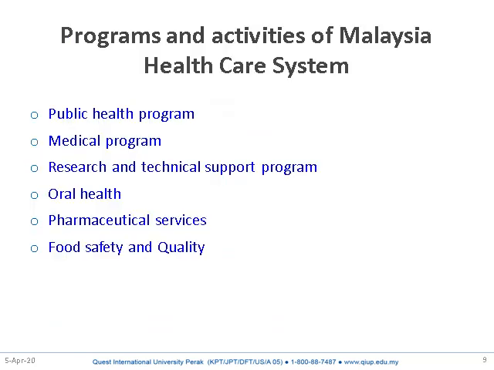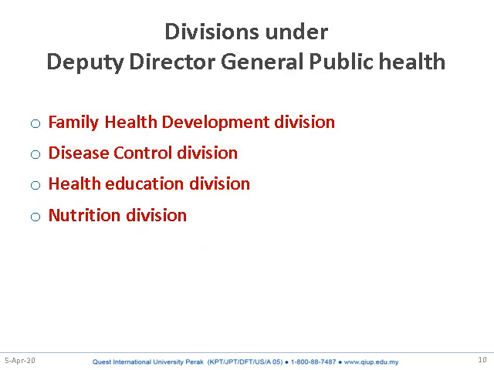Now, programs and activities of Malaysia healthcare system can be divided into these 6 areas. Public health program is there, medical program, research and technical support program, oral health program, pharmaceutical services, food safety and quality. These are the 6 programs and activities. Now we will go to different subgroups.